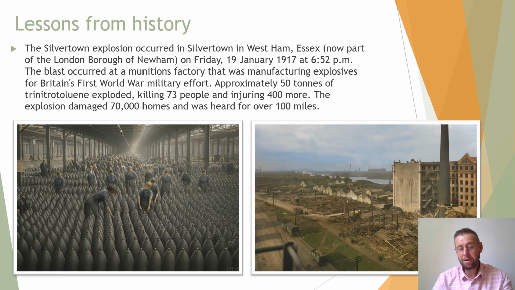In fact, the explosion damage devastated about 70,000 homes in East London, and the explosion was heard for over 100 miles. Now, that sounds bad, but it wasn't the largest accidental explosion of an ammunition factory in the First World War, but it was probably the most devastating because it happened in densely packed suburbs. So we have to be very careful. If we misunderstand the chemistry and we get it wrong, then what could happen is, well, we could have a ginormous explosion.